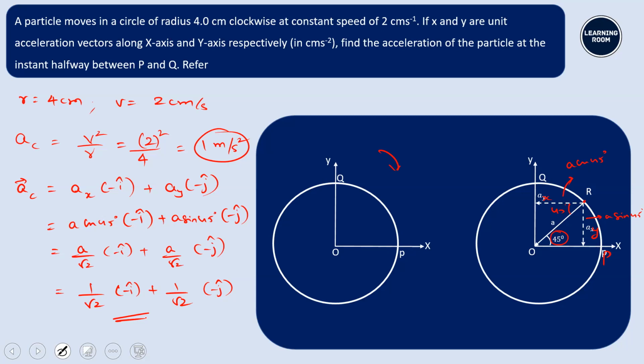Centimeter per second. Here it should be centimeter per second square. So here also it means centimeter per second square.